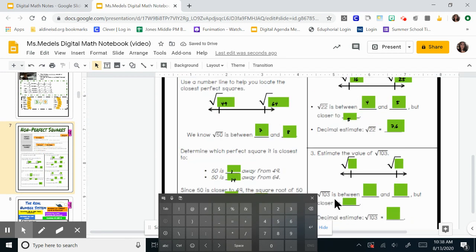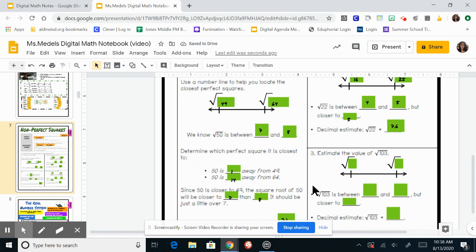I am going to let you try number 3 on your own. Of course, like always, if you have any questions, please let me know and I'll be happy to help.